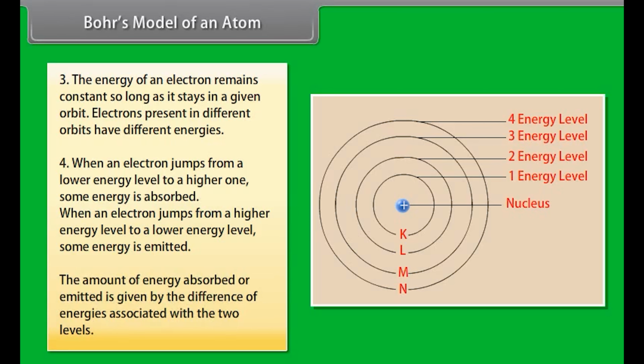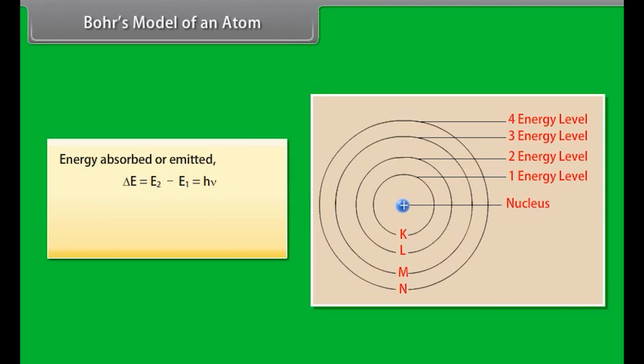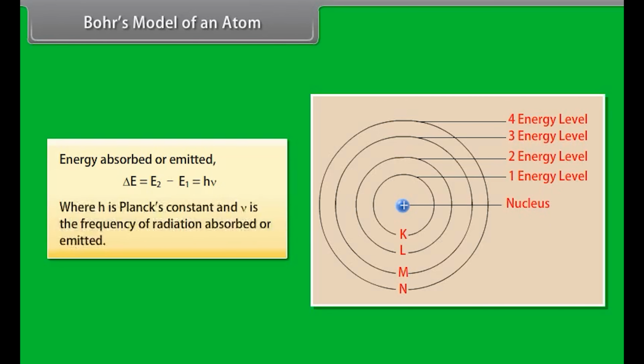The amount of energy absorbed or emitted is given by the difference of energies associated with the two levels. Energy absorbed or emitted, delta E, is equal to E2 minus E1, which equals h nu, where h is Planck's constant and nu is the frequency of radiation absorbed or emitted.